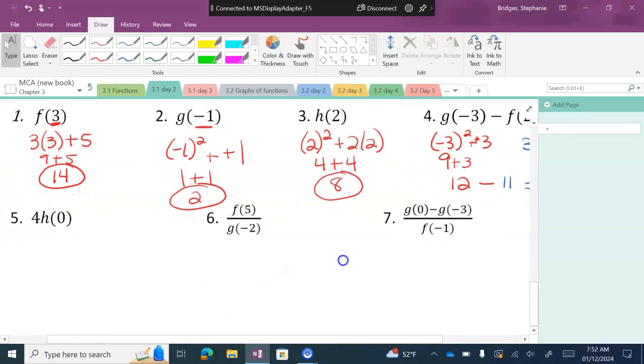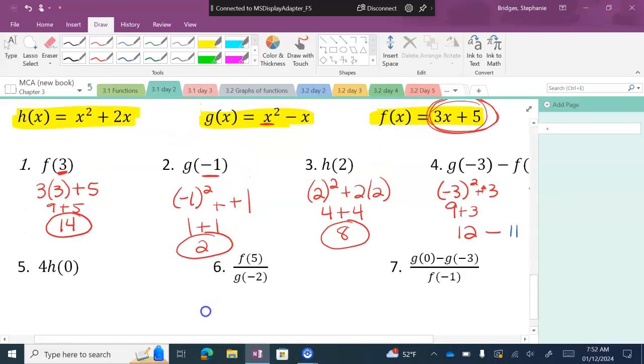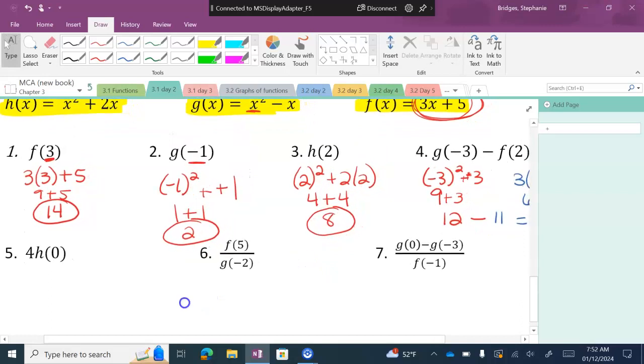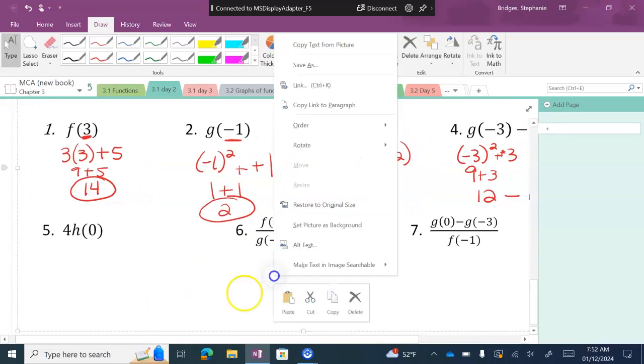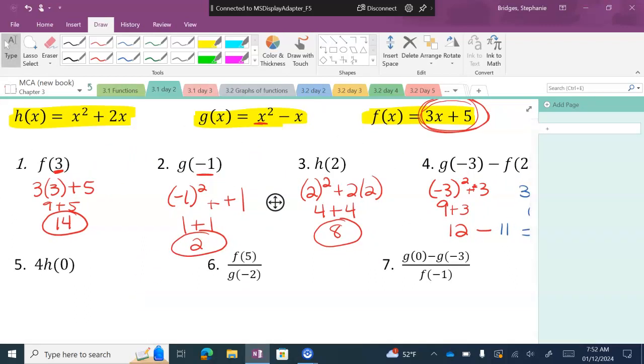I'm going to let you try these. What's that 4 going to be done to the value of h of 0? Multiplied. And then number 6, it's division. So you find f of 5, you find g of negative 2, and you divide. If it doesn't divide all the way out, you can leave it as a fraction. If it does divide all the way out, you can just simplify it. And then number 7, you've got 2 things at the top. So the top part looks like 4, g of 0 minus g of negative 3. And then you're going to divide that by f of negative 1.